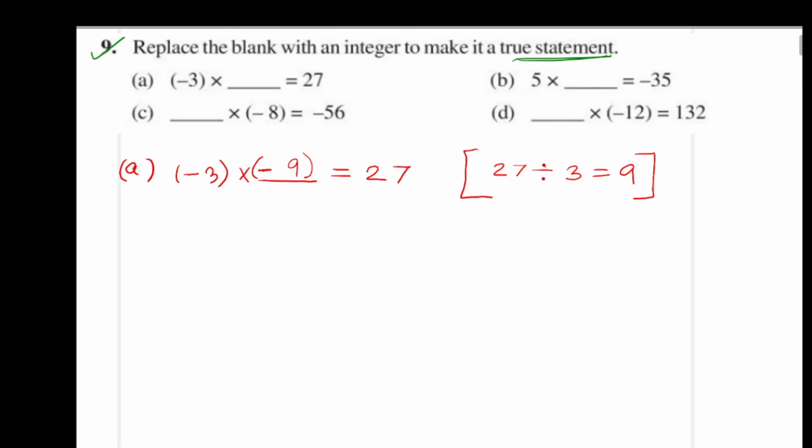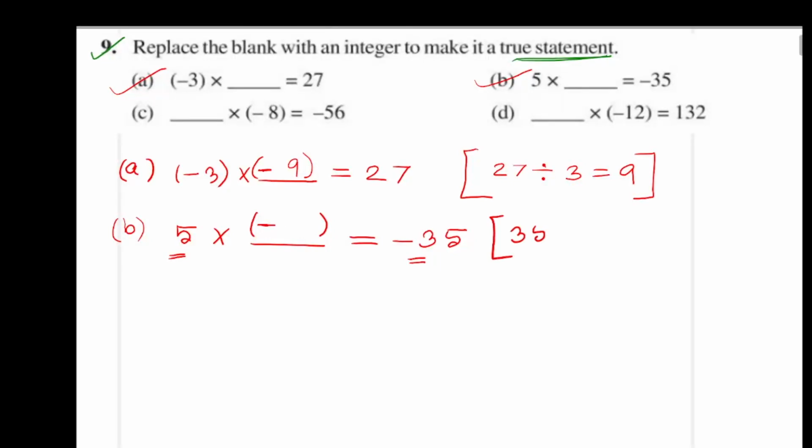Come to question number B. With 5, what do you have to multiply so that the answer will be minus 35? Again see, since this is positive but our answer is negative, definitely this number becomes negative. Now you just divide the digits, 35 by 5, then the answer is 7, so minus 7.